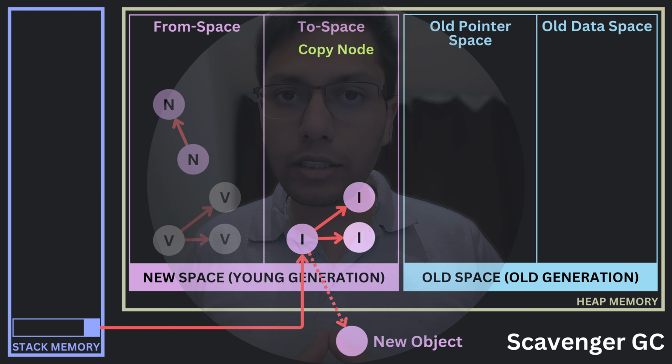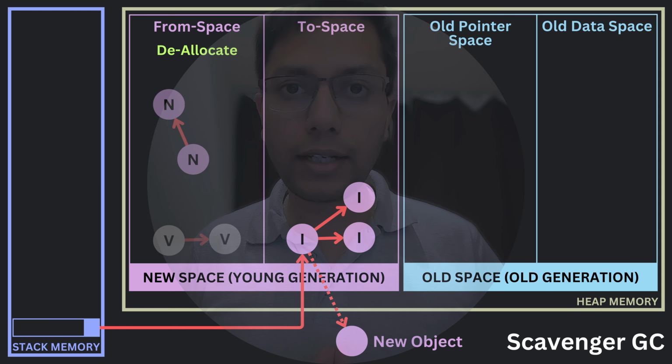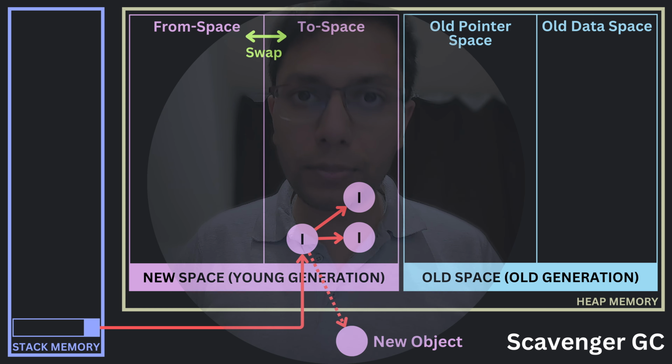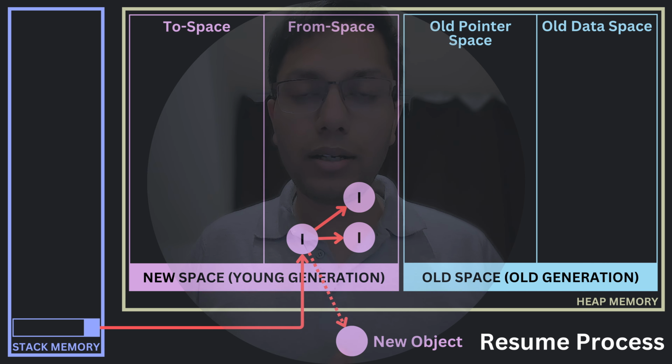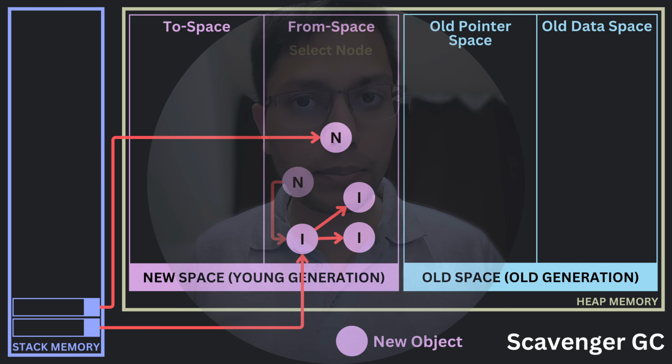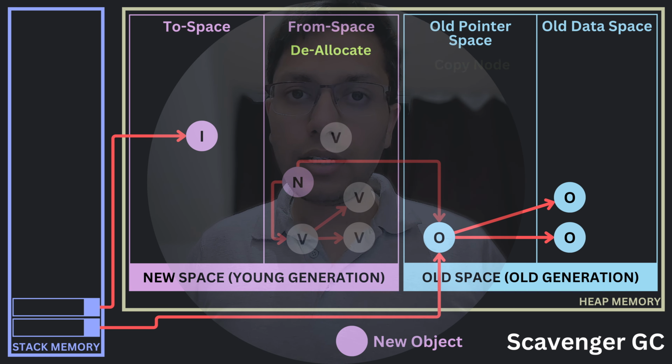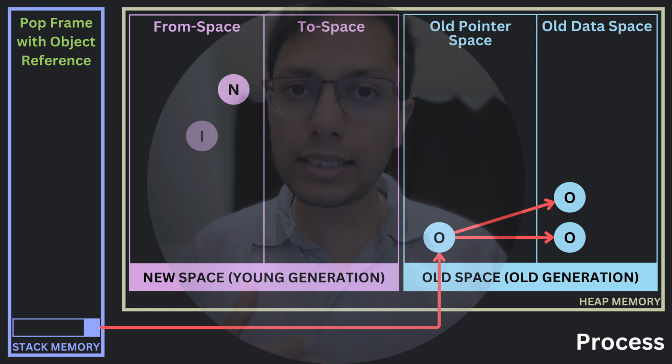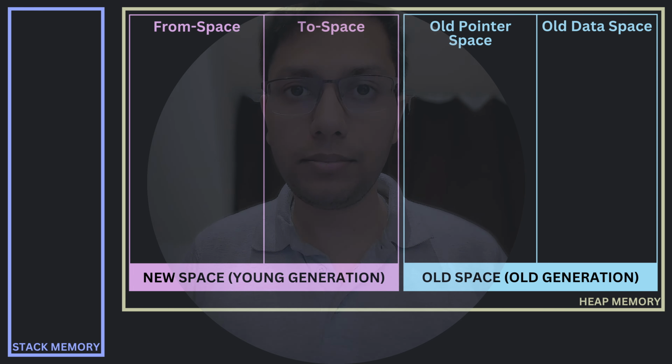After the garbage collector goes through all the nodes that it can find and copies them, it clears the from space, and from space becomes to space and vice versa. Then the process resumes and the pending object is created in the from space and so on. At the end, the process is complete and both the stack and heap memory is released.